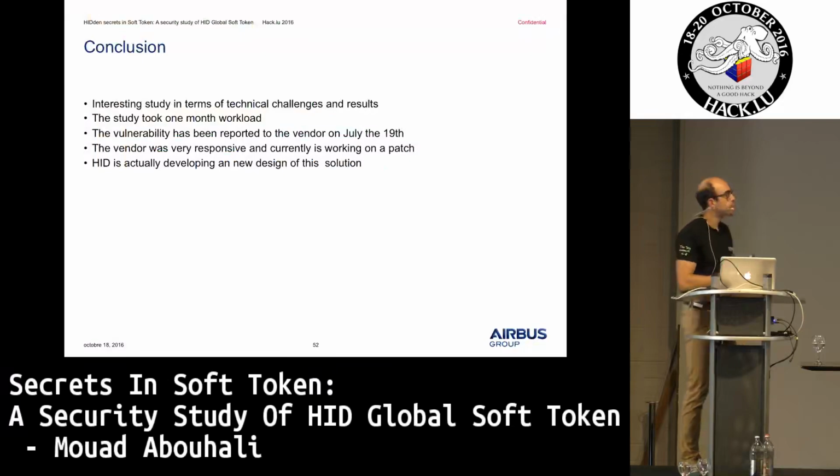To conclude, that was an interesting study in terms of technical challenge and results. As you can see, an attacker is now able to steal the configuration file and retrieve the PIN without going for social engineering or stealing the PIN. The study took 1 month of workload, I think. The vulnerability was reported to the vendor on July the 19th. The vendor was very responsive and is currently working on a patch for this version of the application, and at the same time is working on a new design of the application.